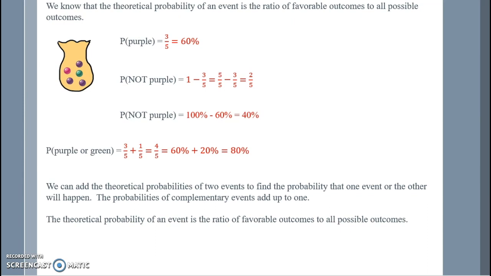We can add the theoretical probabilities of 2 events to find the probability that one event or the other will happen. The probabilities of complementary events add up to 1. Theoretical probability of an event is the ratio of favorable outcomes, what we want to happen, to all the different possible outcomes.